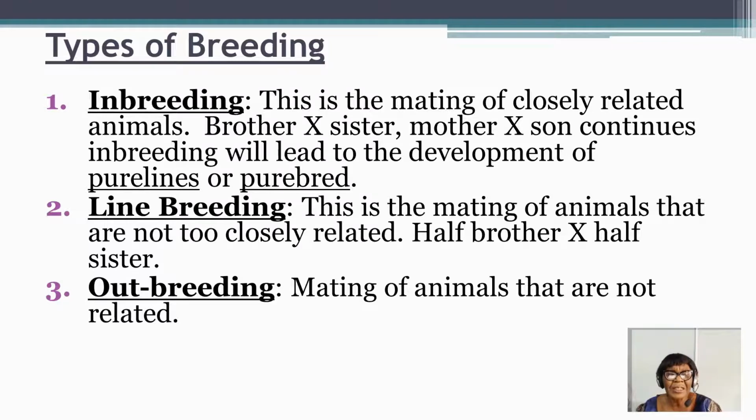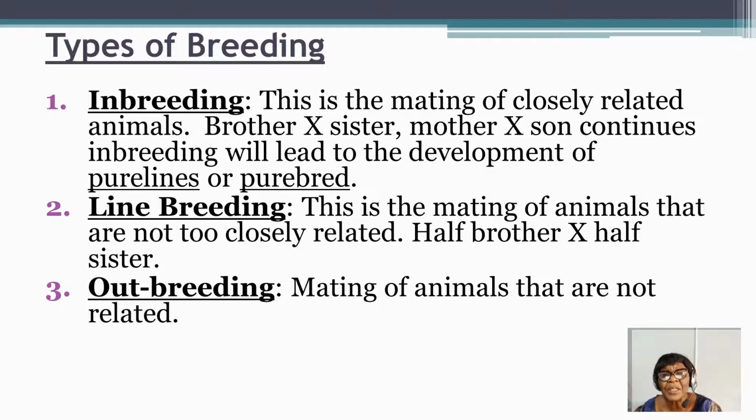Then another type of breeding is line breeding. What do we mean by line breeding? The first one we said was inbreeding. Line breeding is the mating of animals that are not too closely related. They are related, but not too closely related, like brother and sister. Something like half brother and half sister.